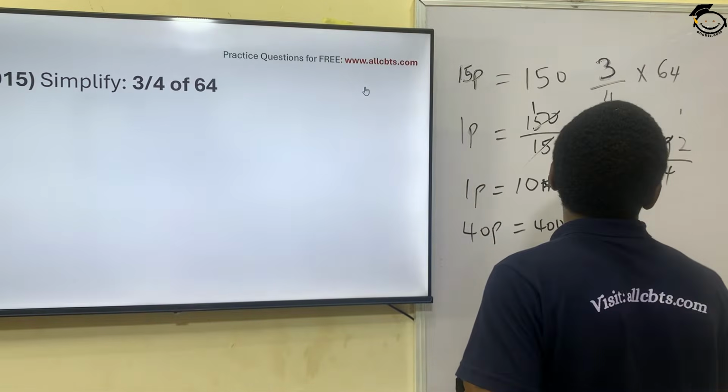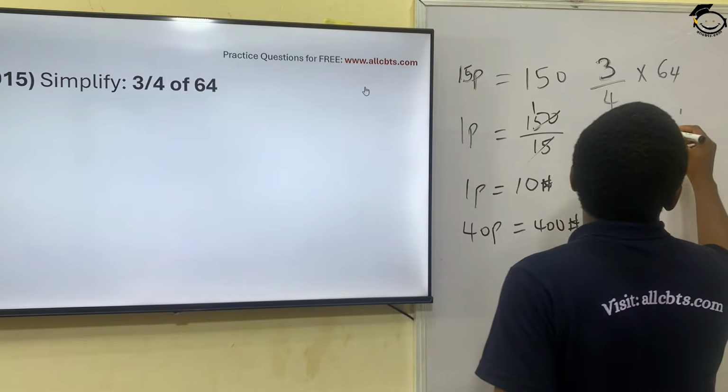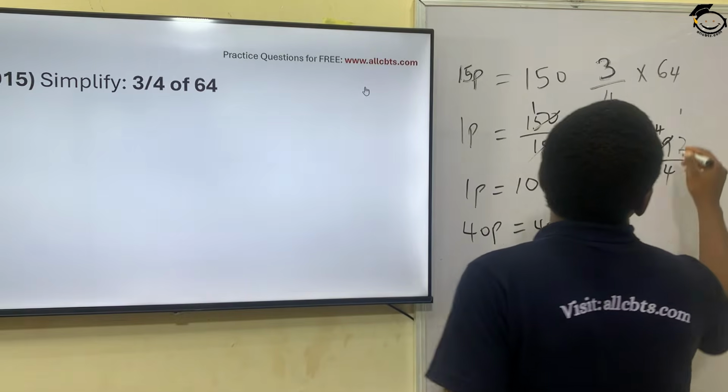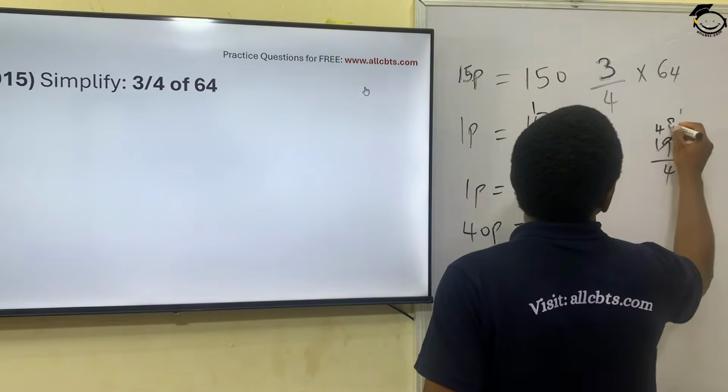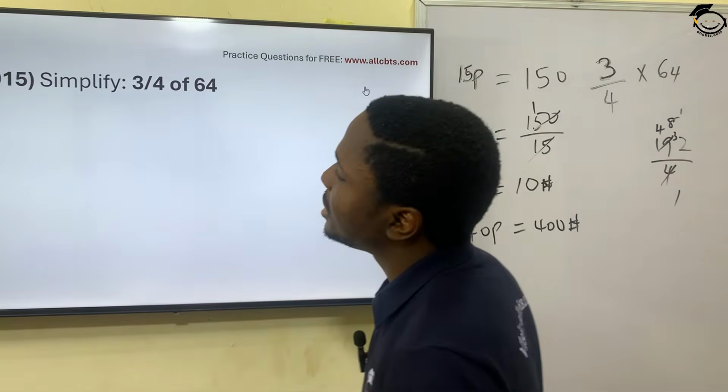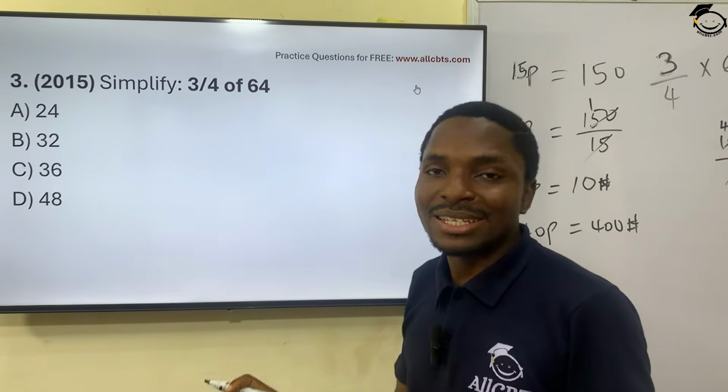4 in 19, you should have 4 there, remainder 3. So 4 in 32, you should have 8. So that will be 48. You get that? Simple as that.